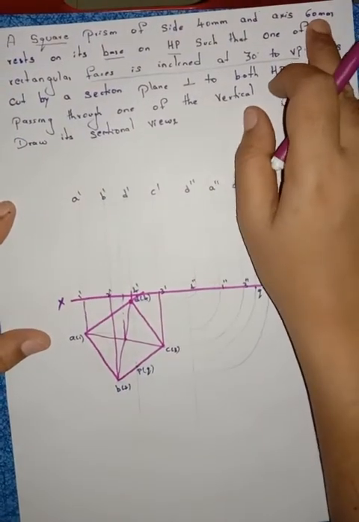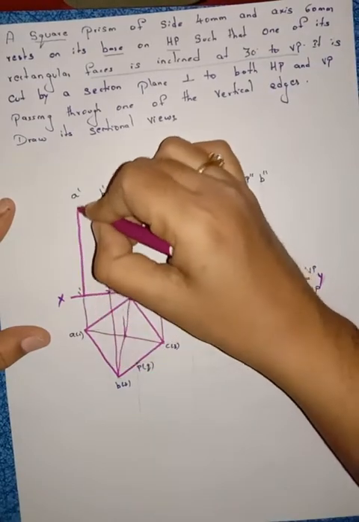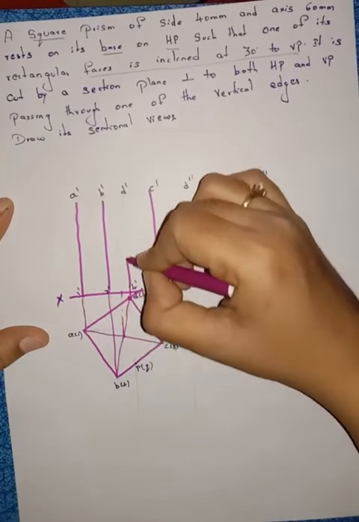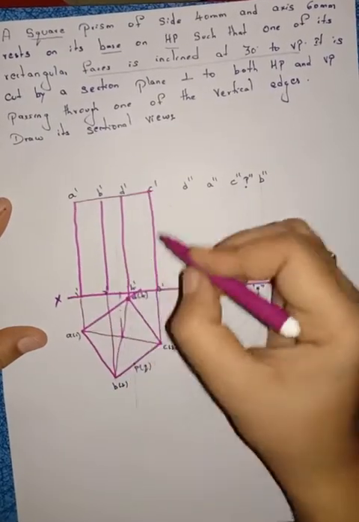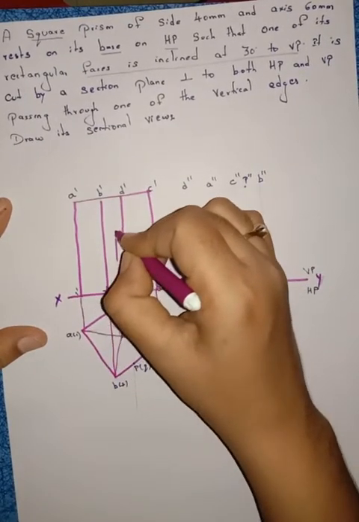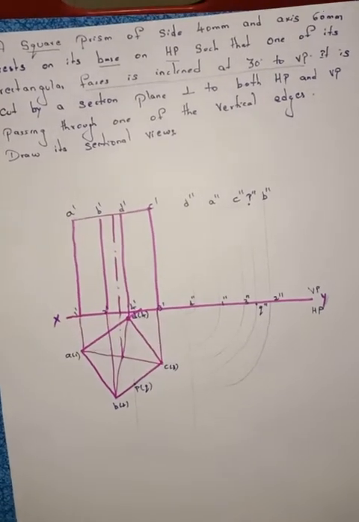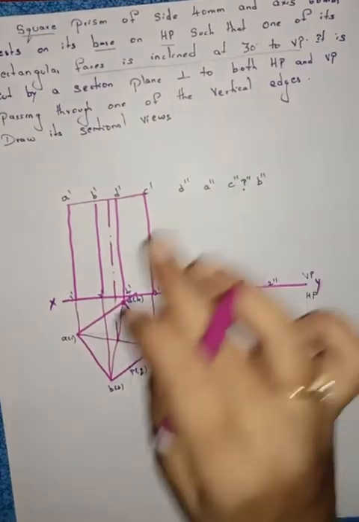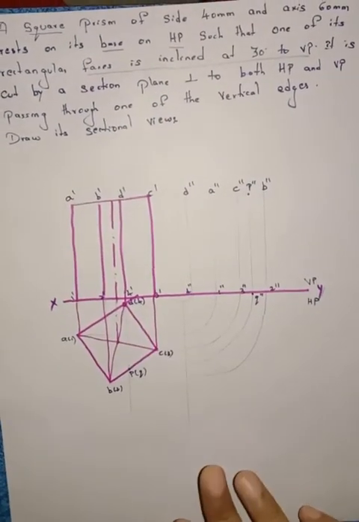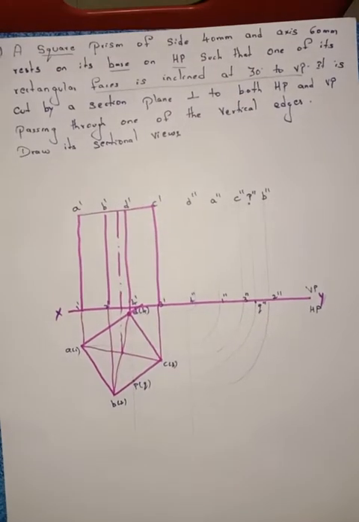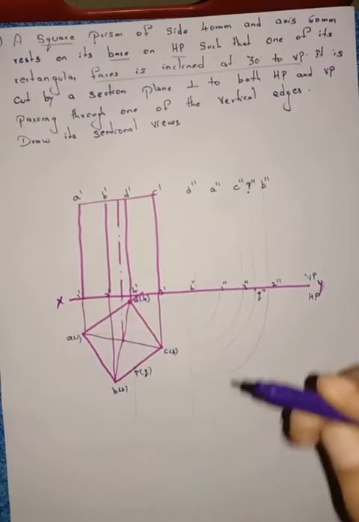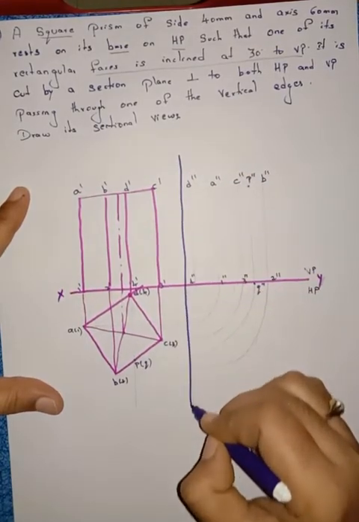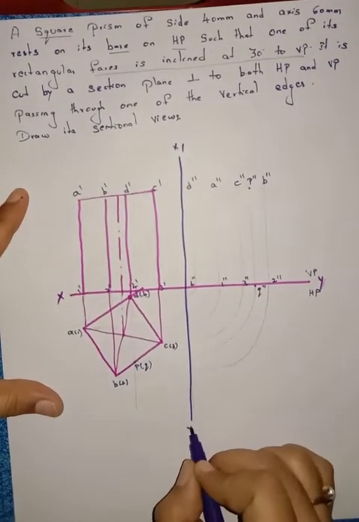Axis height is how much? 60 mm. Take 60 mm here. This is your axis line. Name the points. Now see, second part of the question is sectional plane is perpendicular to both HP and VP. When the sectional plane is perpendicular to both HP and VP, how to construct this one? See, draw another reference line. Name it as X1, Y1.